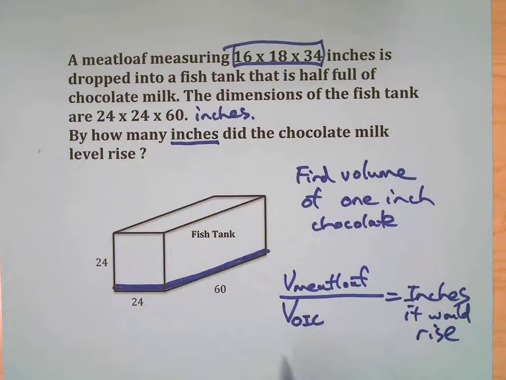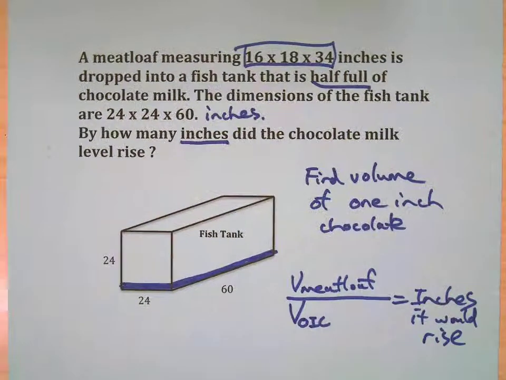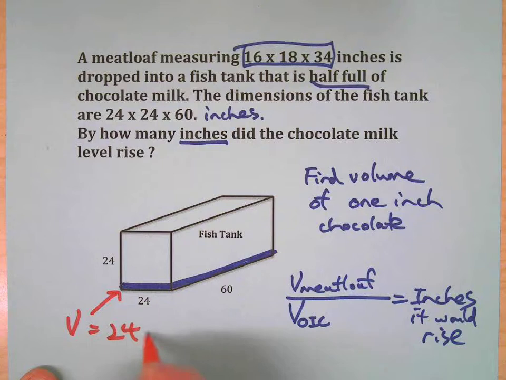right? So we don't actually need to know the volume of the fish tank or half of it or any of that. So that's kind of a diversion up there. So let's get to work. I hope that thinking makes sense for you. Okay, so the volume of 1 inch of chocolate milk is just simply 24 times 60 times 1, right? Because it's only 1 inch deep at that point.